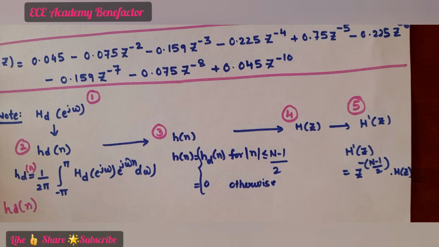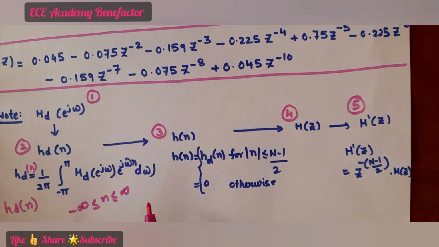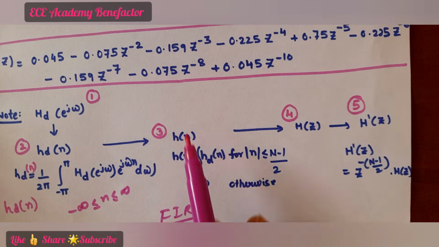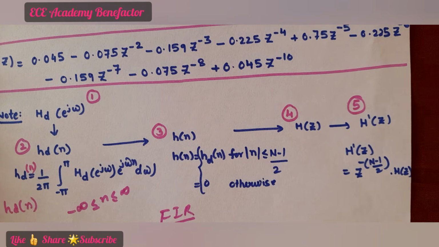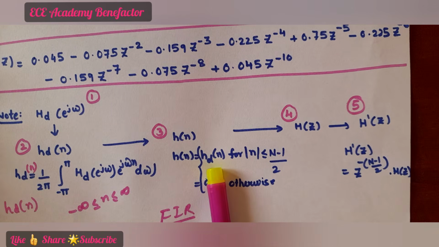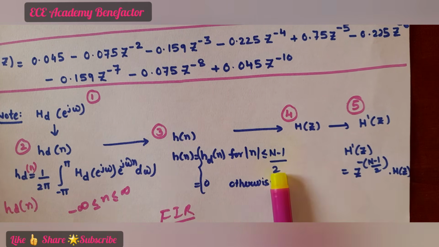Here n varies from minus infinity to infinity, and we are designing an FIR filter, so we have to truncate hd(n). So, h(n) is the truncated impulse response, where h(n) is equal to hd(n) for mod n less than or equal to (N minus 1) by 2, and 0 otherwise.